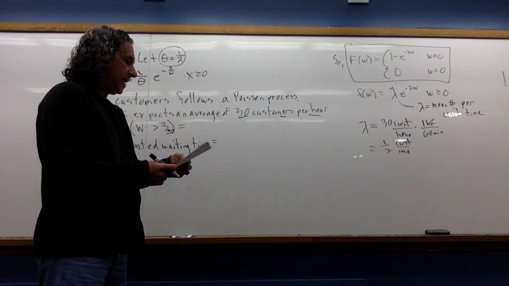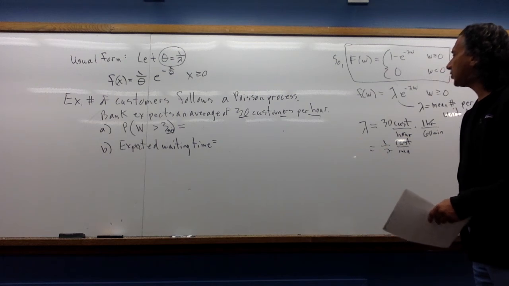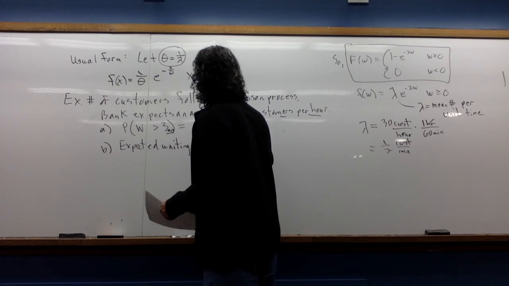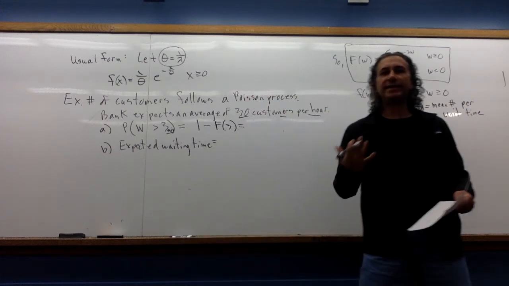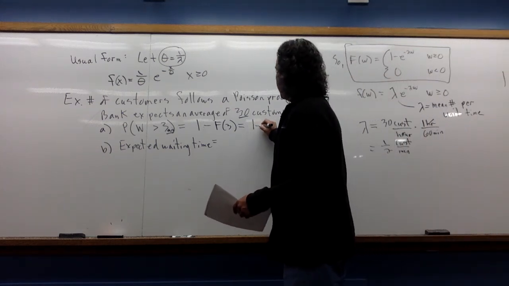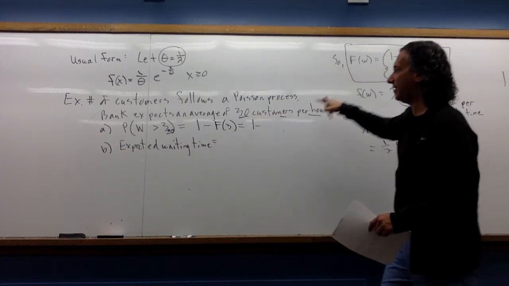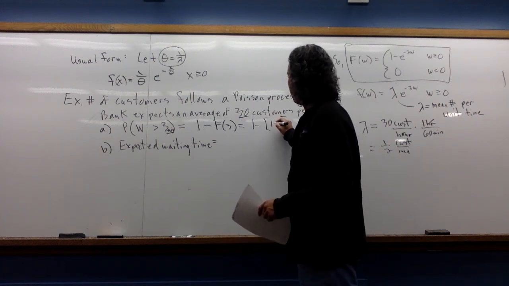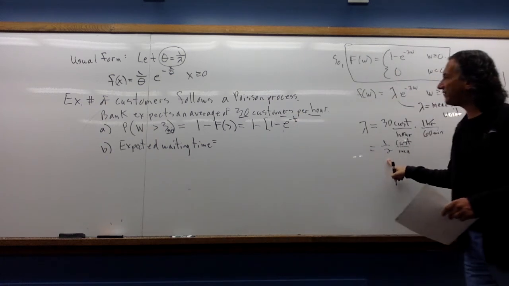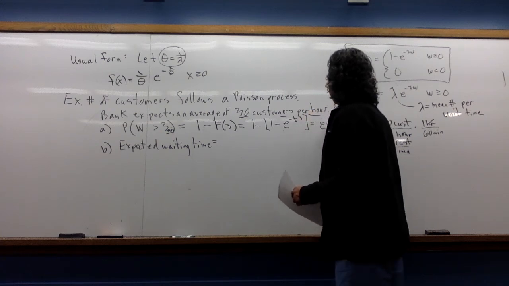Okay, so I want the probability of waiting more than 3 minutes. In terms of CDFs, that's just going to be 1 minus big F of 3, because big F of 3 is the probability of waiting less than or equal to 3 minutes. So this is 1 minus, and this is where it gets a little dicey, F of 3 is another 1 minus, so you have to be careful here. We have 1 minus (1 minus e to the minus lambda, where lambda is 1/2, times a waiting time of 3 minutes). So we get e to the minus 3/2.